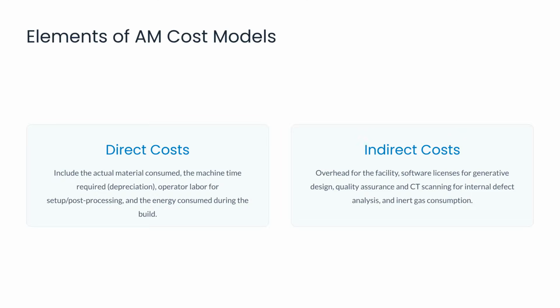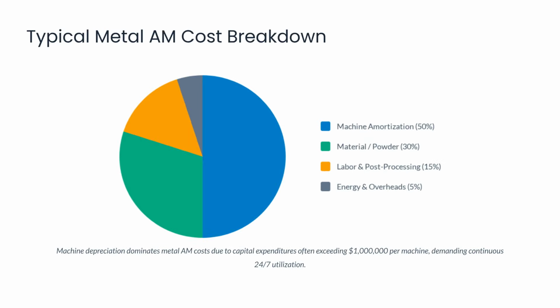A complete cost model must account for direct costs, including material consumption, energy usage, machine depreciation, and labor. Indirect costs, such as facility overhead, software licensing, and quality assurance, must also be included. In metal additive manufacturing, machine depreciation is typically the largest cost driver. Because these systems are major capital expenditures, achieving economic viability demands high, continuous utilization.